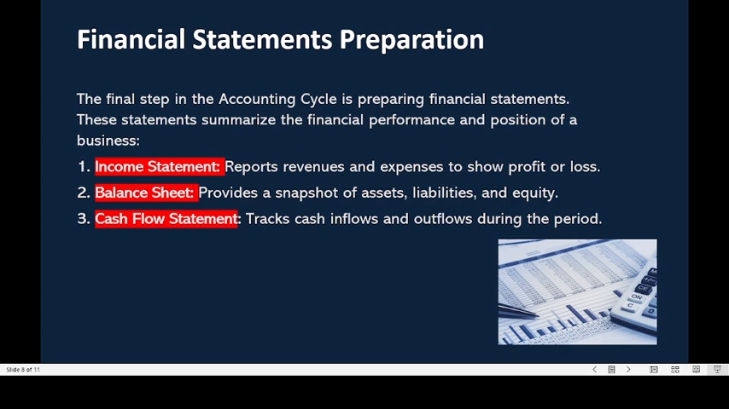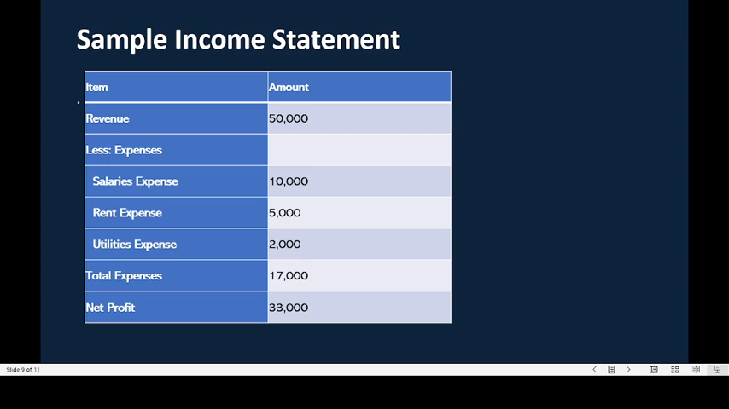The final step in the accounting cycle is preparing financial statements. These statements summarize the financial performance and position of a business. Income statement reports revenues and expenses to show profit or loss. Balance sheet provides a snapshot of assets, liabilities, and equity. Cash flow statement tracks cash inflows and outflows during the period.